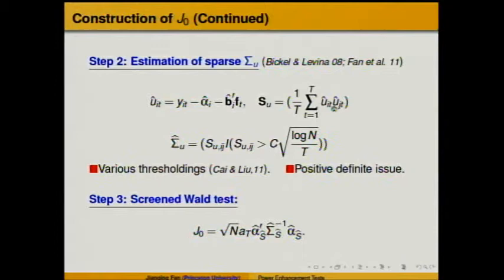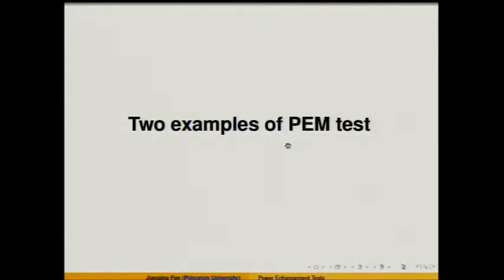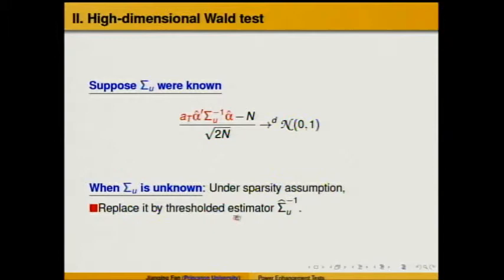Right? So you construct the equal synchronic errors and you compute the sample coherence matrix. Now you apply thresholding, and you get a thresholded estimation of this. Now the question is, if I replace this one by this one, whether the estimation error is negligible. So this turned out to be a very challenging issue.